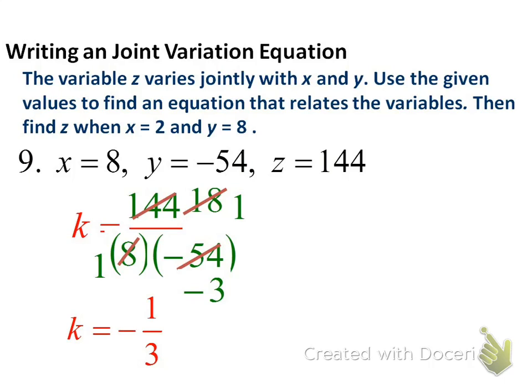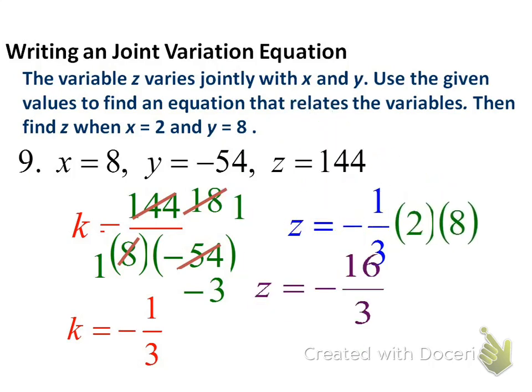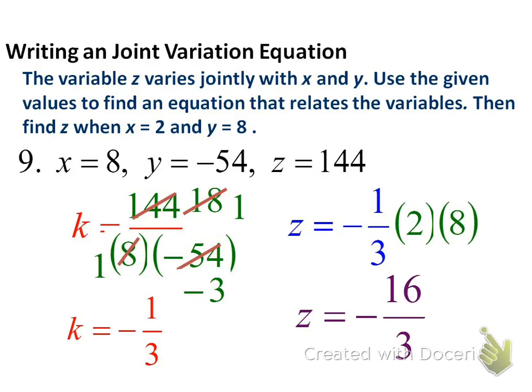Any questions? All right, so once we find the k value, I'm going to change equations to the one where z is by itself since I'm looking for the z. So z relates to x and y in this manner. z equals negative 1/3 times xy. Then you go back to the directions, change the x to the 2, the y to an 8, and you find the z in this case. There is your z. z is negative 16 over 3. Questions?